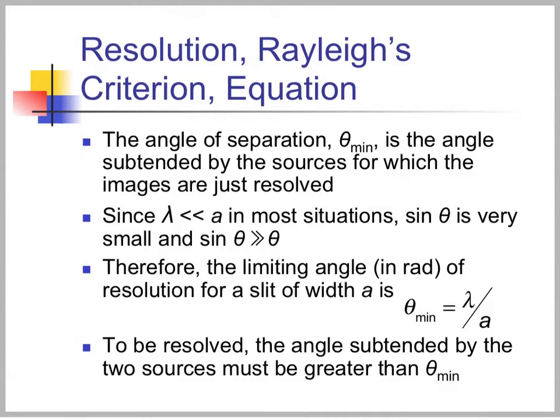Since the wavelength is much, much smaller than the aperture size in most situations, sine theta is very small, so instead of sine theta, I can just use its approximate equal, theta. Therefore, the limiting angle in radians of resolution for a slit of width a, theta minimum, is lambda over a. So to be resolved, the angle subtended by the two sources must be greater than theta minimum.